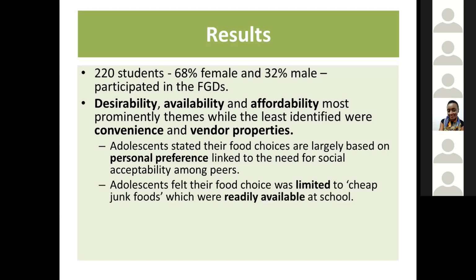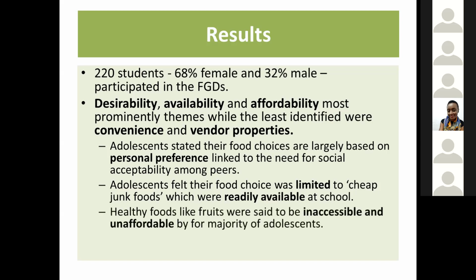Another thing we saw was that adolescents felt that their food choice was limited to cheap junk foods. And this is how they described the food that was available in their tuck shop or with other vendors around the school. They called this food cheap junk food. And they said such food was readily available wherever they go. That's the kind of food that they find.